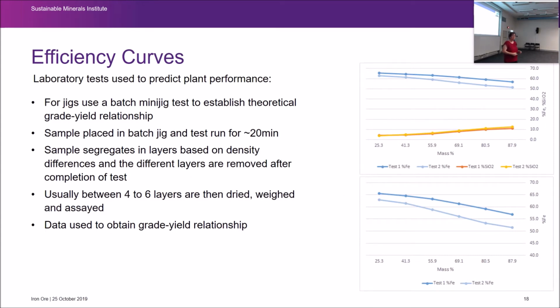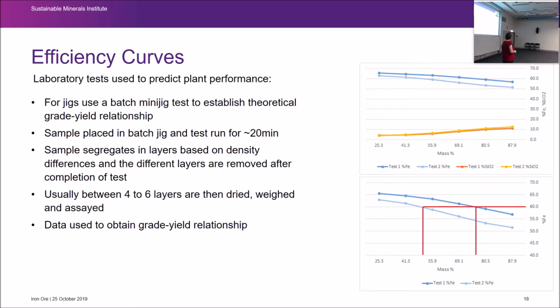Again, for jigs, we can perform a batch test using a lab scale cell, where you can add a sample and you can run it for 20 minutes when the material separates in layers. You can remove all the layers and then again dry and assay them to construct a grade yield relationship, similar to the ones I've already shown.